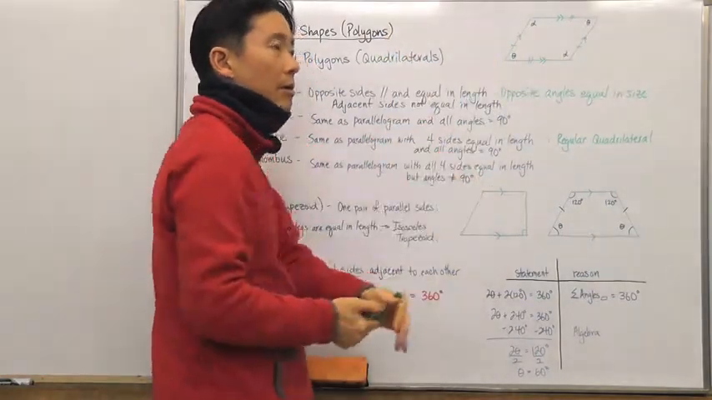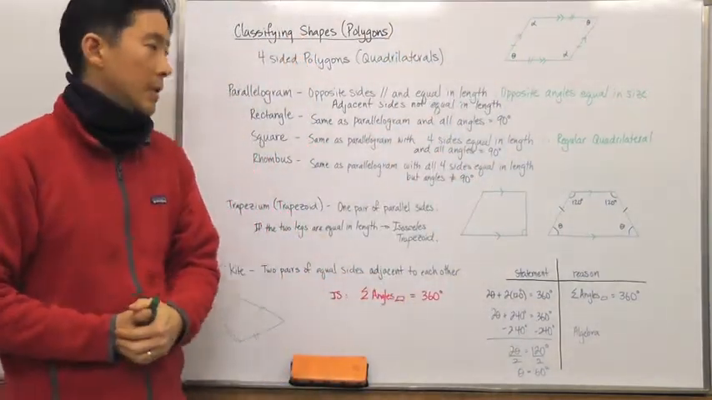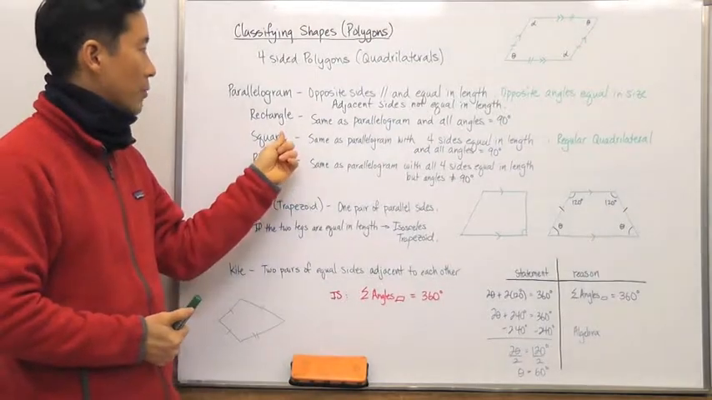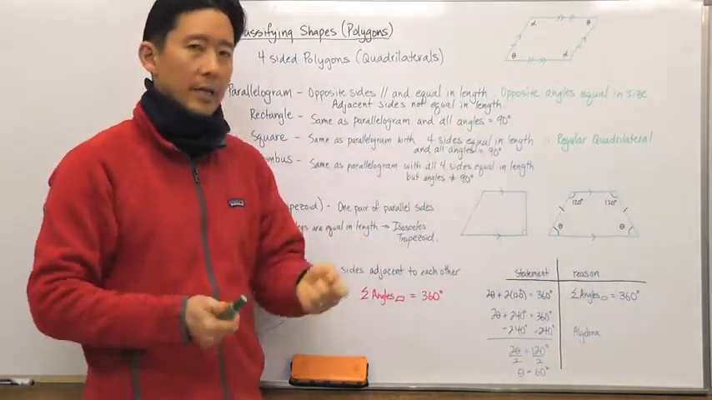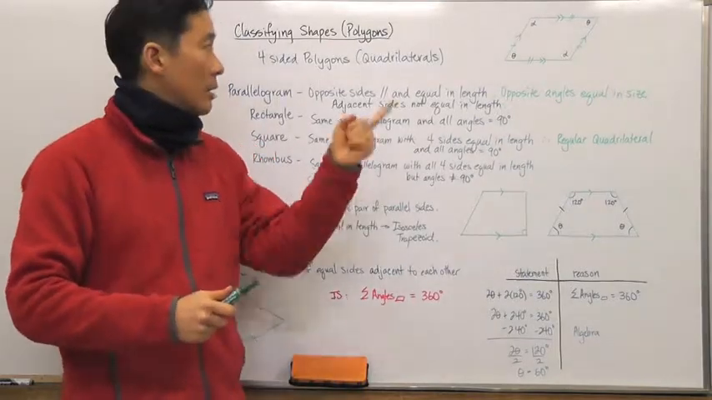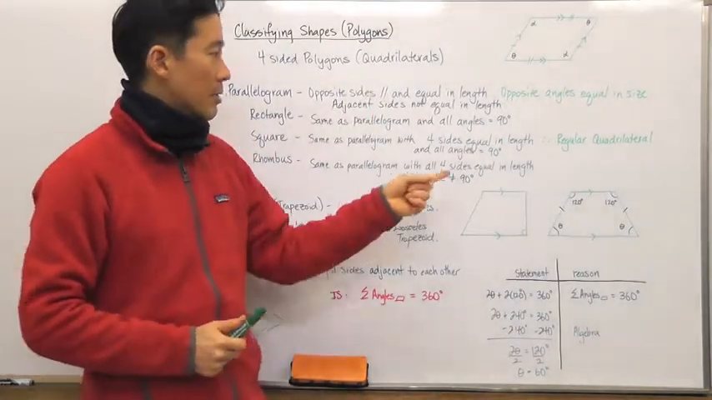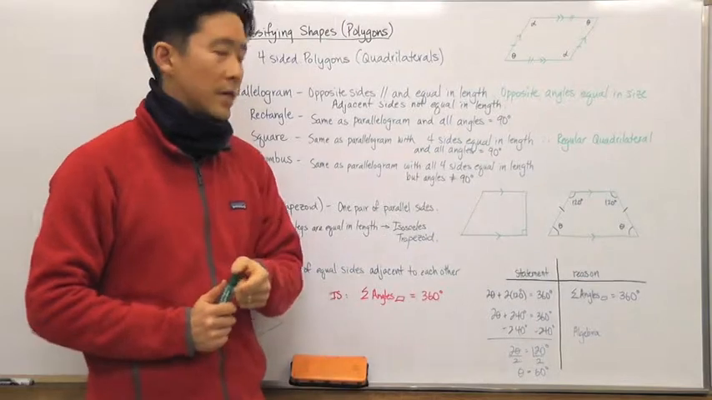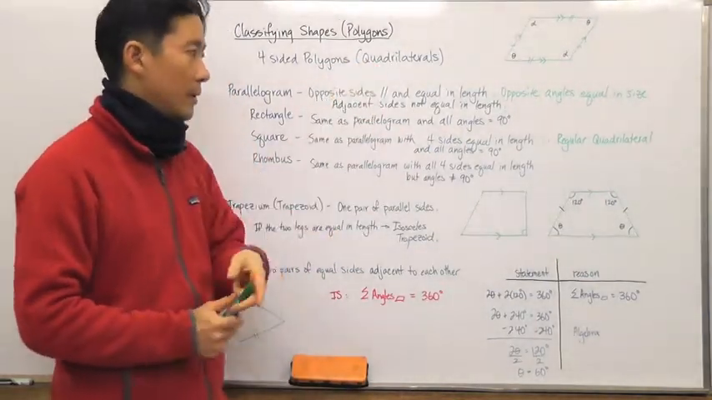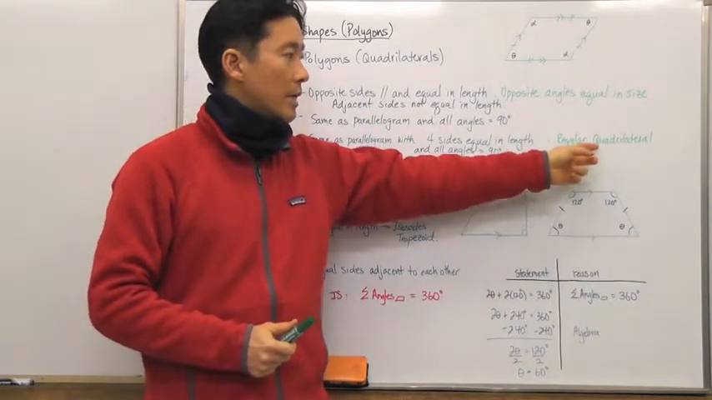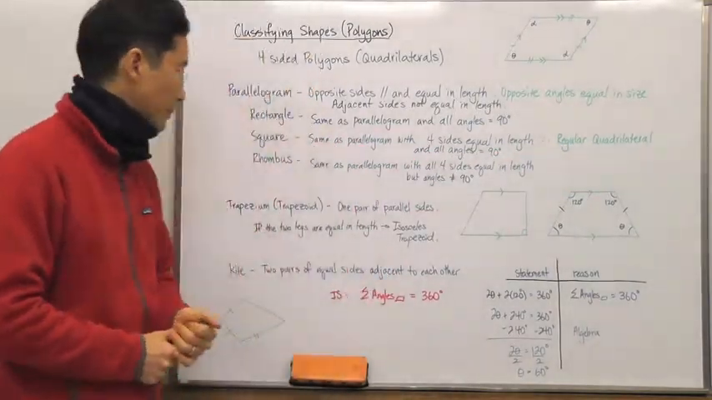If we make sure that all the lengths are also equal, then what we're going to come up with is a square. So notice that a square, being that it has four sides equal in length, is an equilateral quadrilateral, and it also has all angles equal to 90 degrees, which means that it's also an equiangular quadrilateral, and therefore the square is our regular quadrilateral.